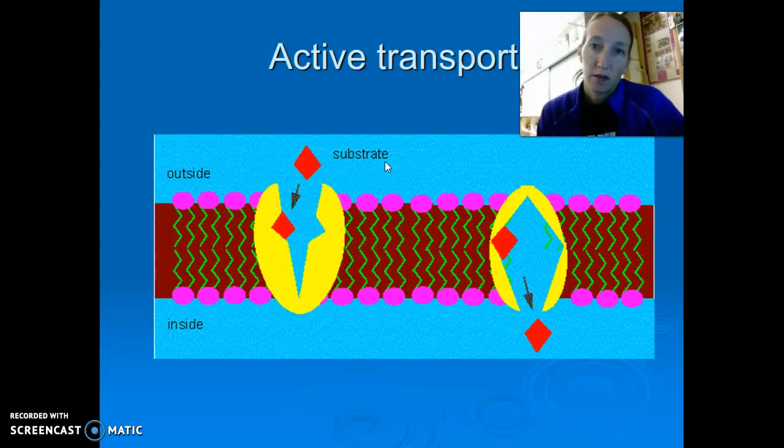Now a substrate is just a larger substance that comes in and out of the cell. Something unique about the substrate is that only certain proteins can bring in certain substrates, kind of like a lock and a key. So this substrate is unique to this protein. It can come in and enter the cell as long as it fits the right protein. So just something to keep in mind, only certain proteins can bring in certain molecules, certain substrates. All right, so there's the outside of the cell, here's the inside of the cell, and here are the proteins bringing it in. And once again, if it's active transport, it requires energy. Passive transport, no energy. All right.